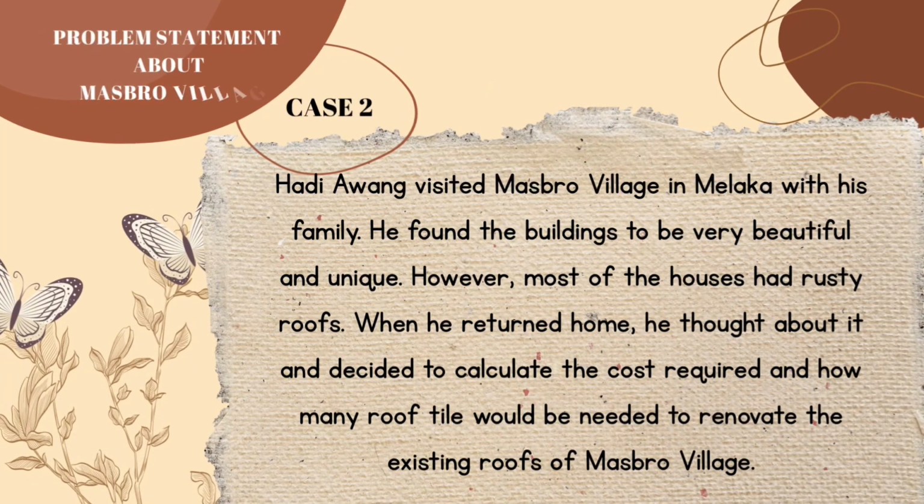Next is the problem statement about Masbro Village. Case 2. Hadi Awang visited Masbro Village in Melaka with his family. He found the buildings to be very beautiful and unique. However, most of the houses had rusty roofs. When he returned home, he talked about it and decided to calculate the cost required and how many roof tiles would be needed to renovate the existing roofs of Masbro Village.